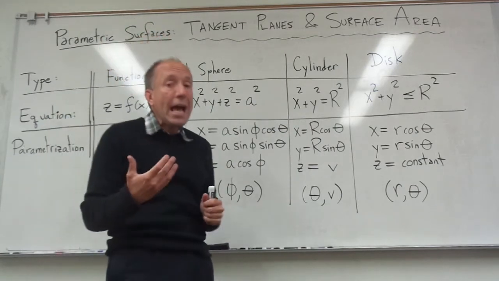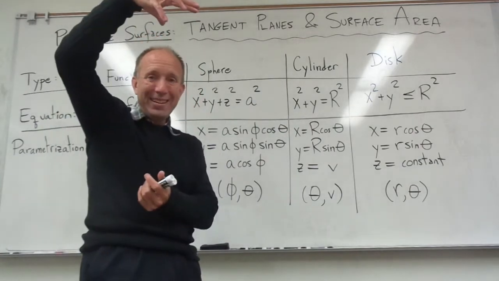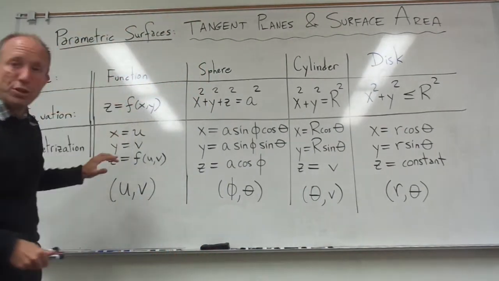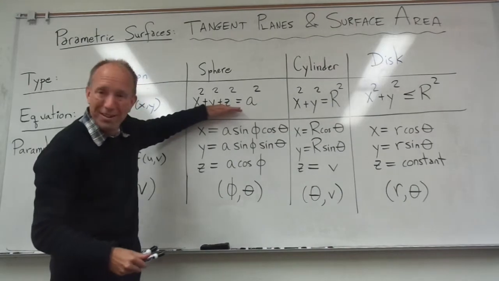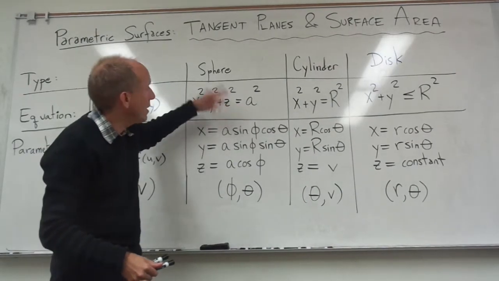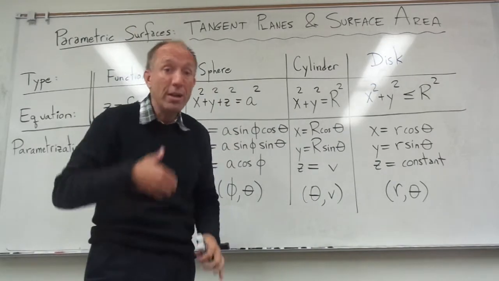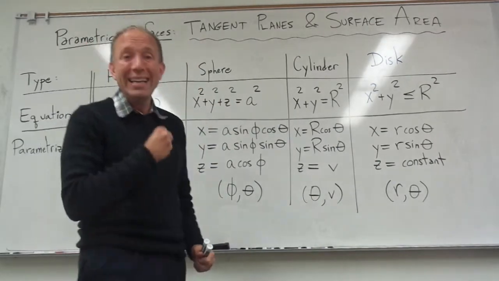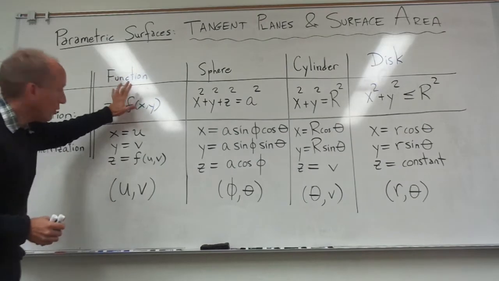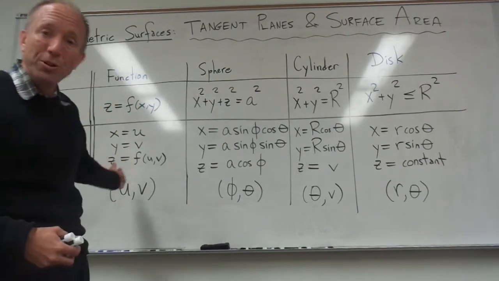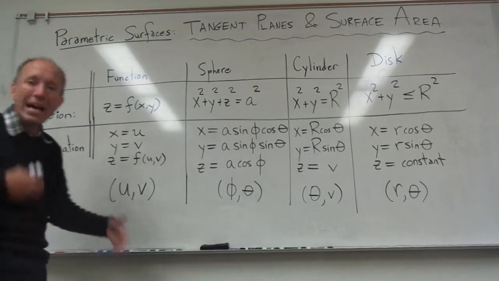Now, if you only had, say, the top half of a sphere, which is just a hemisphere, then you could treat that as a function. You could solve this equation for z, and you would get the square root of a squared minus x squared minus y squared, and you could think of that as a function again. And so a hemisphere would be parametrizable as a function in that context, right?